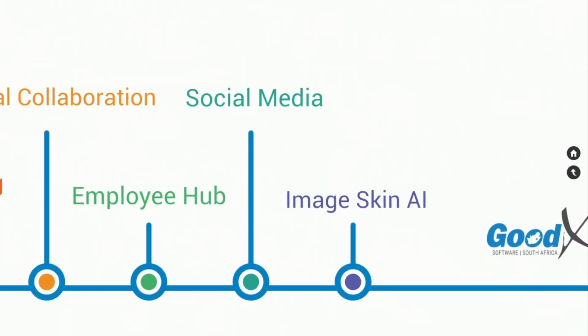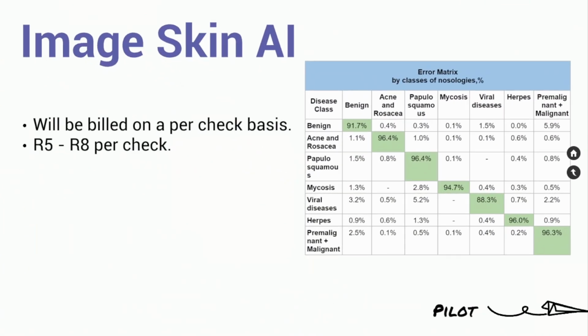And then the image skin AI, we have been looking at Skinive. There are many APIs, but this one happens to be, this is an accuracy grid, and it's surprisingly accurate, and the accuracy and the specificity is very high on this. It costs between about 5 and 8 rand a check, or around there, could be as low as 3 rand, we're not quite sure yet. And it will be billed on a per check basis.